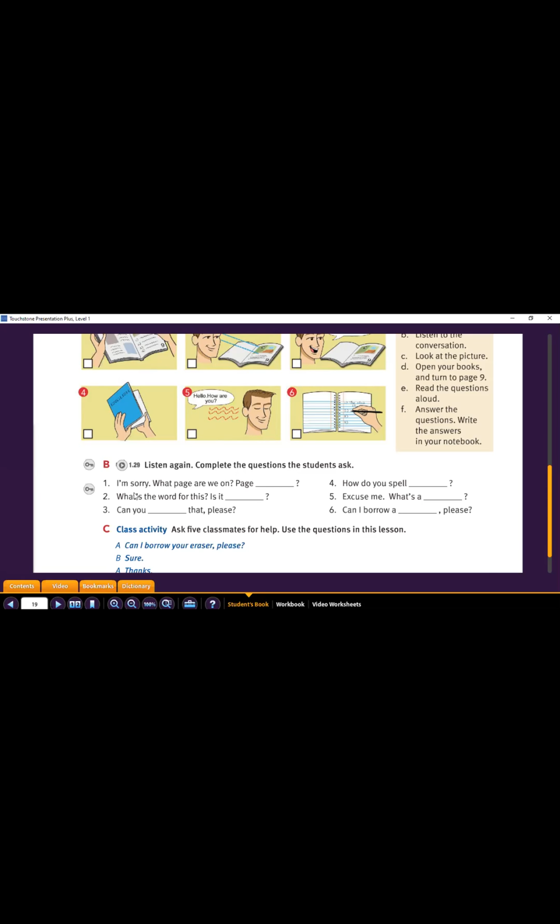Yes? Okay. So number 1, Sylvia? I'm sorry. What page are we on? Exactly. ¿En qué página estamos? I'm sorry, what page are we on? Yes? And then the person is going to answer. Ustedes van a escuchar y van a completar aquí. Number 2, Tommy, what is the question?